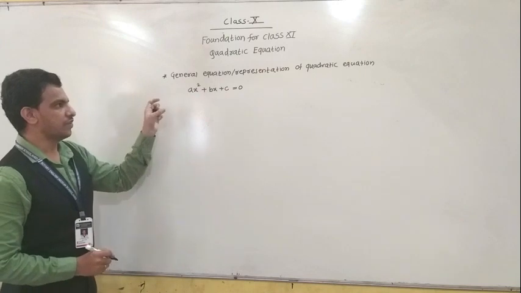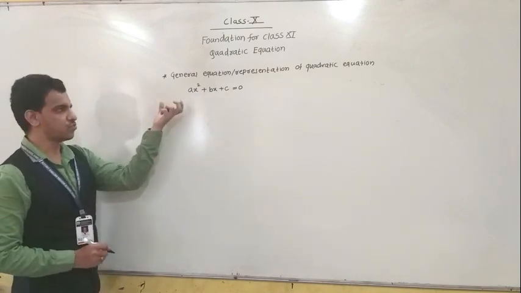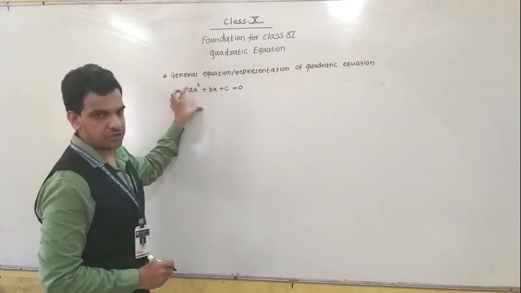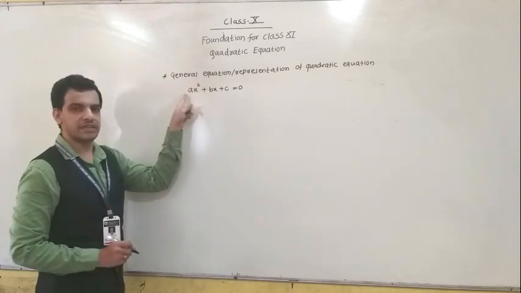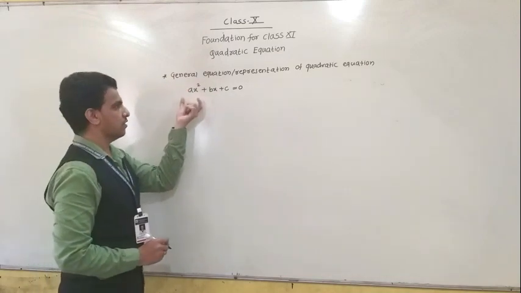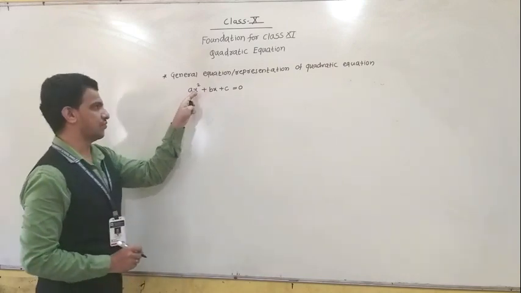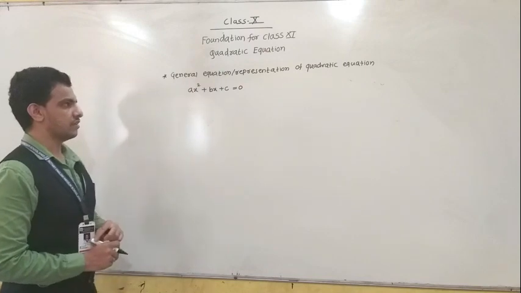If the degree is 1, then we will call it a linear equation. If it is 3, then that is a cubic. If it is 4, then that is a biquadratic. So here this equation is a quadratic equation.